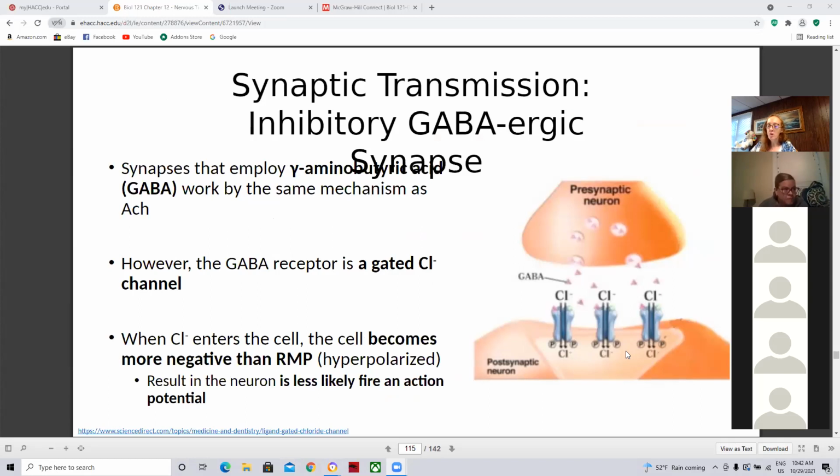Remember what happens if you hyperpolarize a membrane, you make it less likely to respond. So it's going to be an inhibitory response. So when chloride enters a cell, the cell becomes more negative, resulting in the neuron being less likely to fire an action potential.